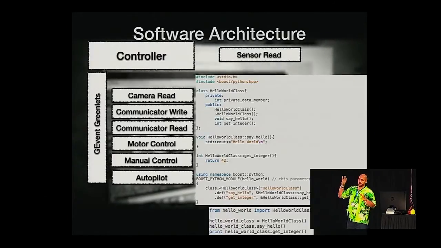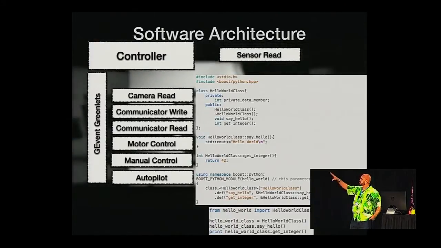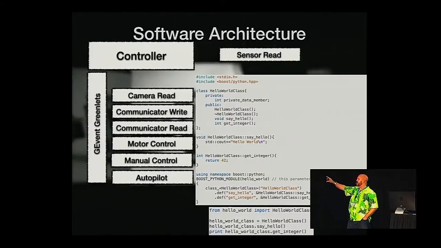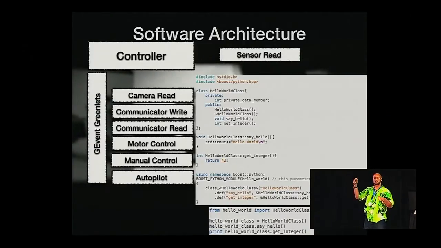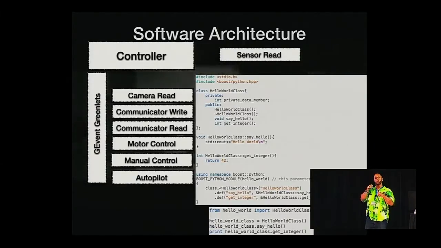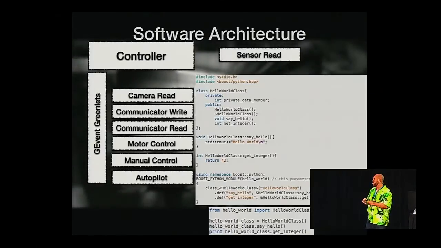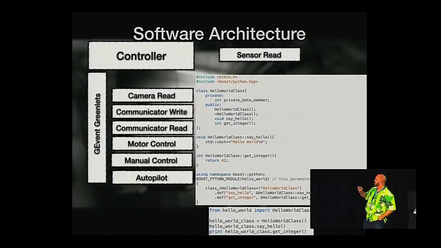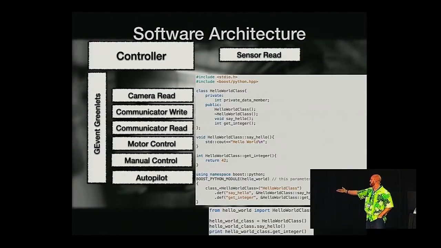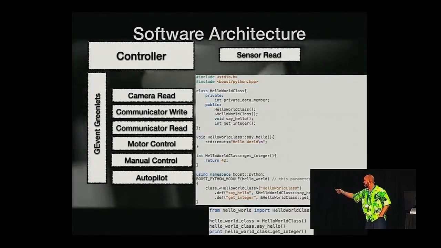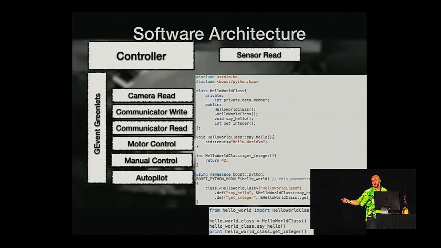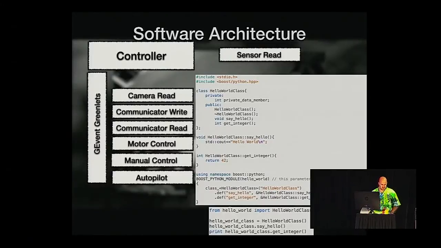Again, this isn't a talk about Boost either, but here's the basic premise. We have some things that we want to do in C++, and then we want to create a manager class for those different things, and then we want to surface some of those functions up to Python. So here in this example, if you look at the very bottom, we're surfacing up the functions say hello and get integer, and then the bottom is just how you would go about using that in Python.